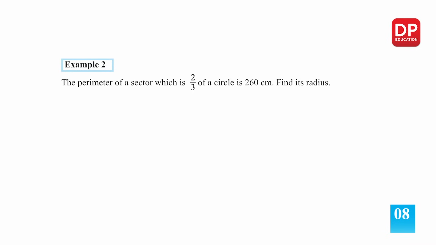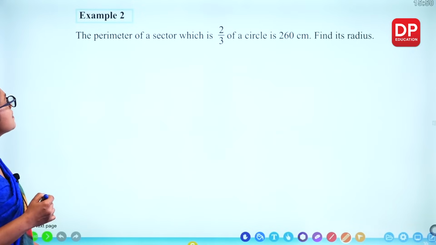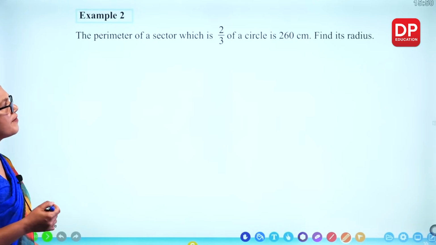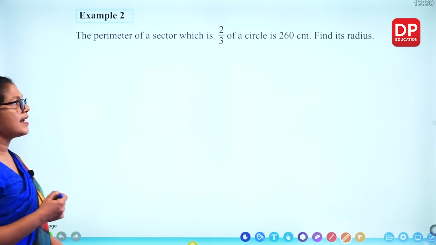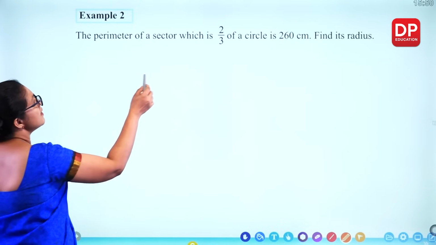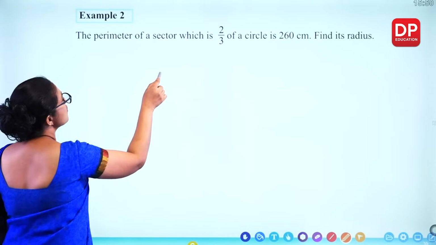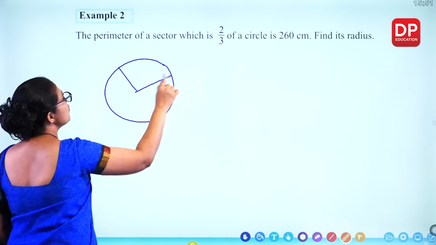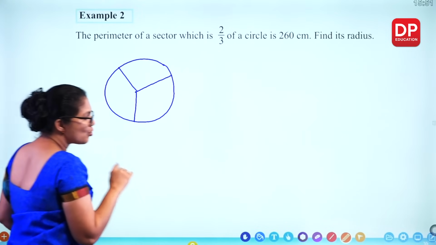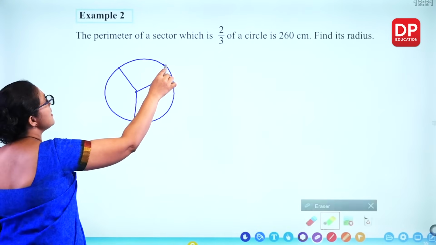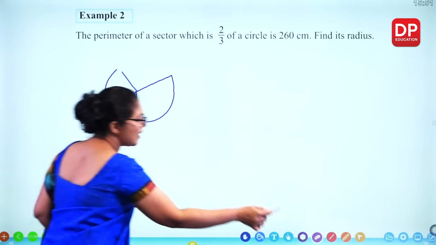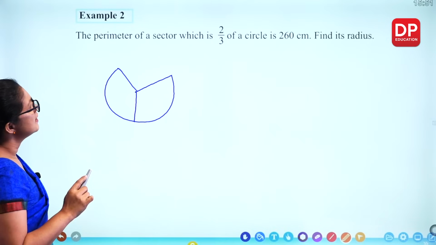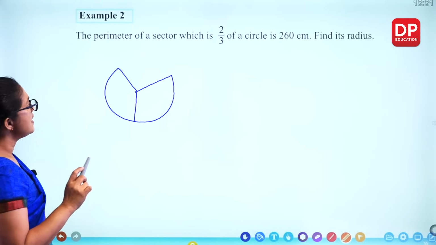Now we'll look at example number 2. So it says the perimeter of a sector which is 2/3 of a circle is 260. Find its radius. So here 2/3 of a circle. So something like that. So here when you take a circle, divide it into 3 parts and then take 2/3 of that. So that means something like this. So 2/3 of a circle is given and the perimeter is given.